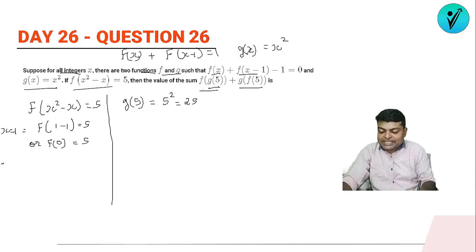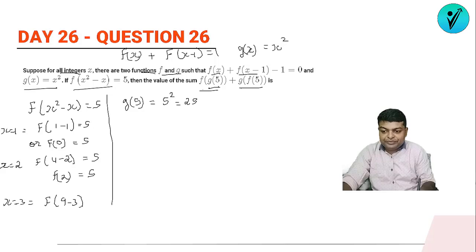Similarly, अगर मान लो मैंने x की value 2 रखी, so when x is 2, f of 2 square is 4, so 4 minus 2 is again 5. It means that f of 2 is 5. ठीक है, if we keep the value of x as 3, it will be f of 3 square is 9 minus 3, again it is 6, so f of 6 is 5.